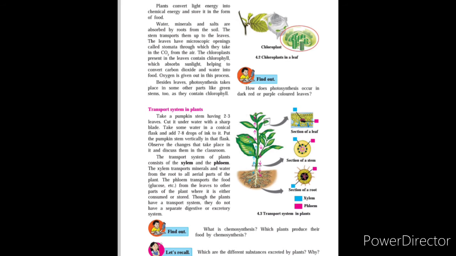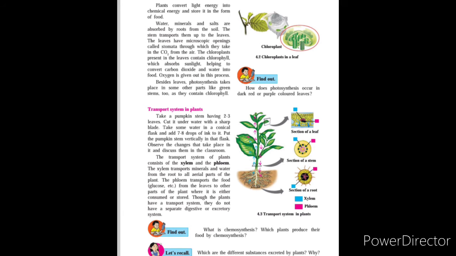Now this activity we cannot do here. You have to do it on your own, in your garden. From the garden take a pumpkin stem, cut it and keep it in ink; take water in a plate, put the ink in it and keep the pumpkin stem. You can see the transport system of the pumpkin, how it absorbs minerals and water and transports them upward.